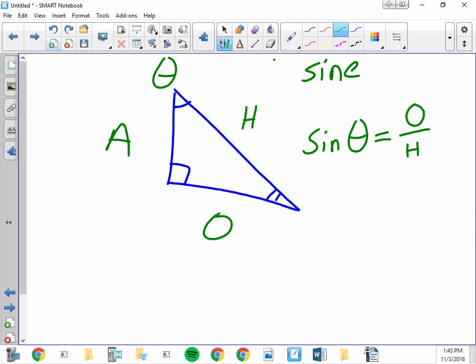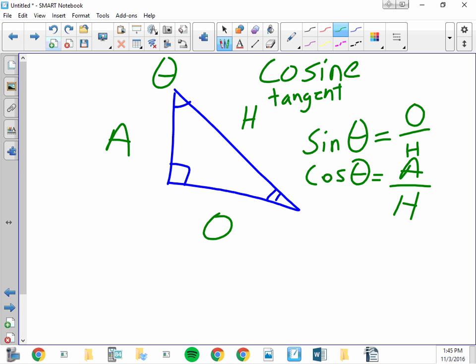The next ratio is referred to as the cosine. It's abbreviated COS, and it is defined as adjacent over hypotenuse. To calculate the cosine, you take the length of the adjacent side and divide it by the length of the hypotenuse. The next one is tangent, and it's abbreviated TAN, and defined by opposite divided by adjacent. Those are the three basic.